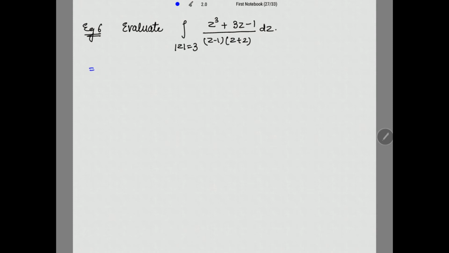So evaluating this, now the integral over mod z is equal to 3. In this case, just separate the denominators like before. Putting z minus 1 equal to 0, that is z equal to 1, hiding this z minus 1, put z equal to 1 over here. This will be 1 plus 2, that is 3. So this is 1 over 3. And f of z remains as it is.